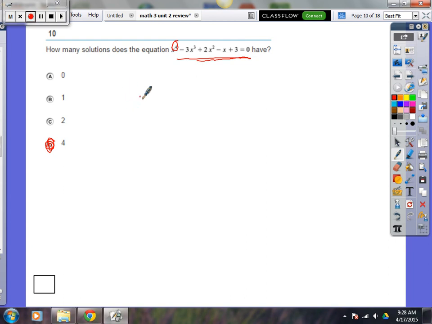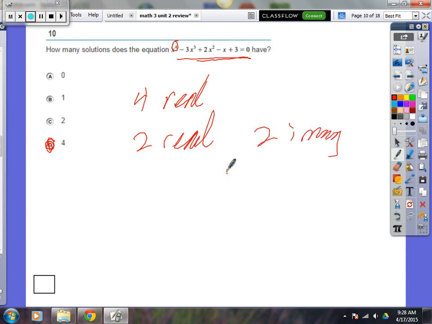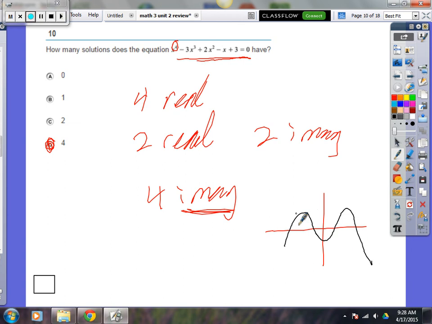So here's your options. Could be all 4 are real. You could have 2 real and 2 imaginary. Or you could have all 4 imaginary, because your imaginary's got to come in pairs of 2. So you could type that in on a graph and see what it looks like. If it were to cross 4 times, 1, 2, 3, 4, then you'd have 4 real solutions. But if it were to cross only twice, then it would only have 2 real and 2 imaginary.